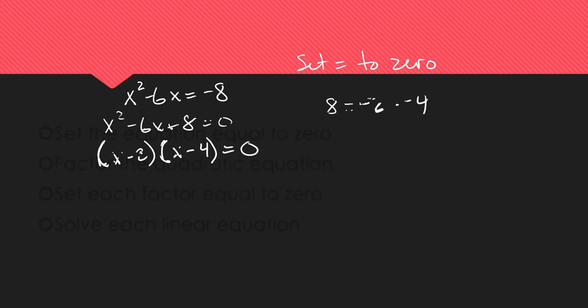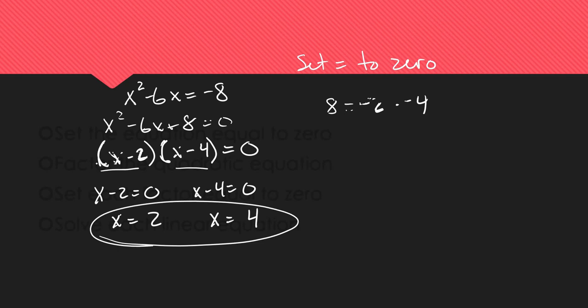So now I can solve. If I don't have an equals to 0, I can't solve this. So two factors equal to 0 means that one of these multipliers has to equal 0. So x equals 2, add 2 to both sides, x equals 4. And my solutions are 2 and 4. Remember again, my factors were x minus 2 times x minus 4. My solutions are 2 and 4.